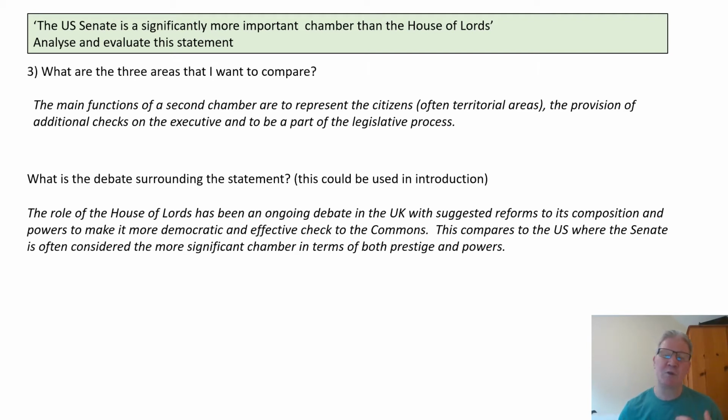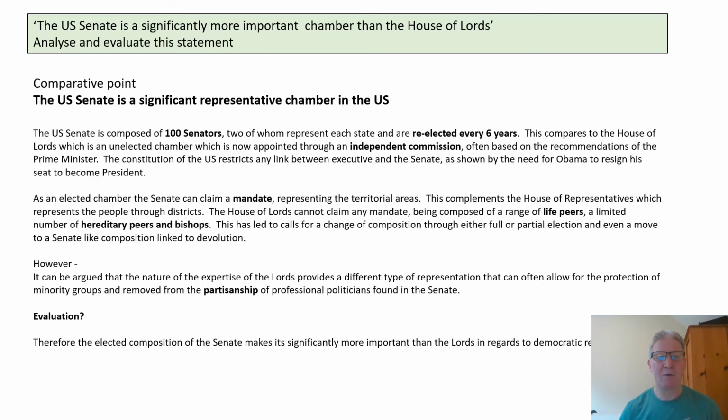But what you want to do is look at the complexity of that particular question. So first of all, we talk about the US Senate being a significantly representative chamber in the United States, and certainly that would be the case. As an elected chamber every 6 years, it contrasts directly with the House of Lords, which is there through an independent commission. The Constitution of the US restricts any link between the executive and the Senate, as shown by Obama having to resign his seat to become the president. That link can exist with the House of Lords and the executive, as many times you find that they are cabinet ministers.